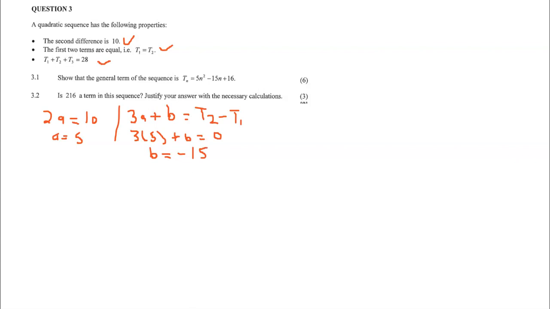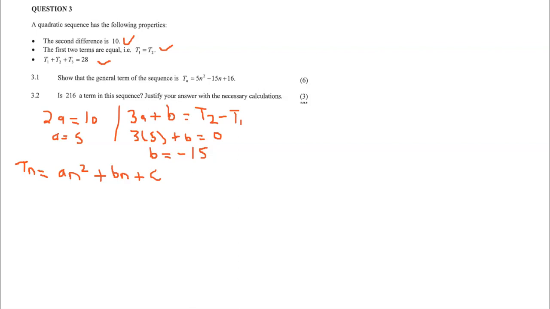So now can I find c? Remember, to find c we would use a plus b plus c equal to the first term, but we don't know what the first term is, so we can't use that method. Maybe we can use the general formula of a quadratic, because we know that Tn of a quadratic is an squared plus bn plus c. That is the general term for any quadratic sequence, which looks like a parabola expression.